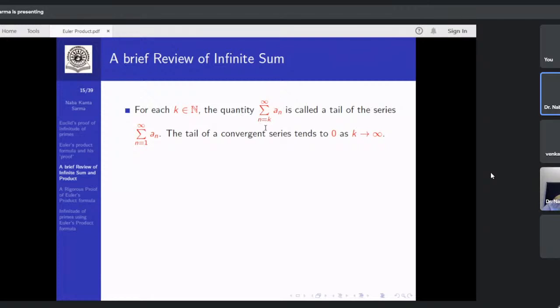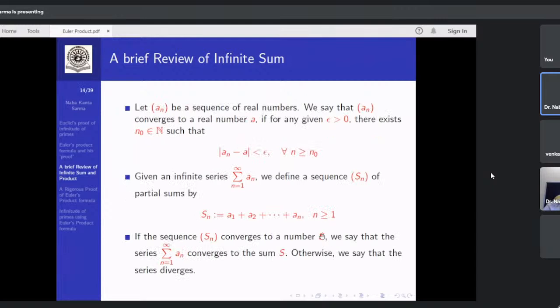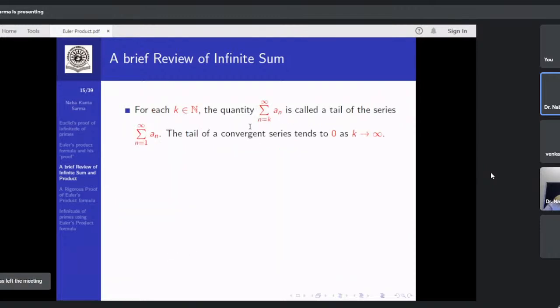Another important thing is that this sum S will also be denoted by the summation from n equal to 1 to infinity of a_n. So in case the series is convergent, we represent both the series and the sum by the summation from n from 1 to infinity of a_n. So here S minus S_k will be nothing but the tail. And since the series is convergent, the tail must go to 0. This is a very standard result; you must have seen it earlier.